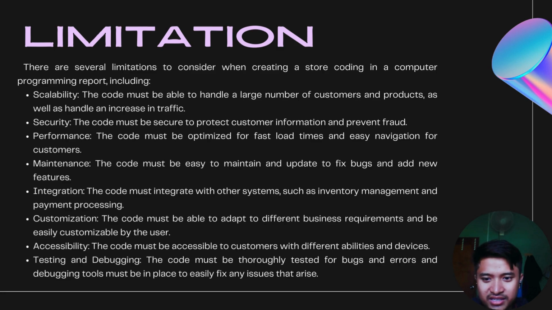Next, integration. The code must be integrated with other systems such as inventory management and payment processing. Next is customization. The code must be able to adapt to different business requirements and be easily customizable by the user. Next is accessibility. The code must be accessible to customers with different abilities and devices. And lastly, testing and debugging. The code must be thoroughly tested for bugs and errors, and debugging tools must be in place to easily fix any issues that arise. Thank you.